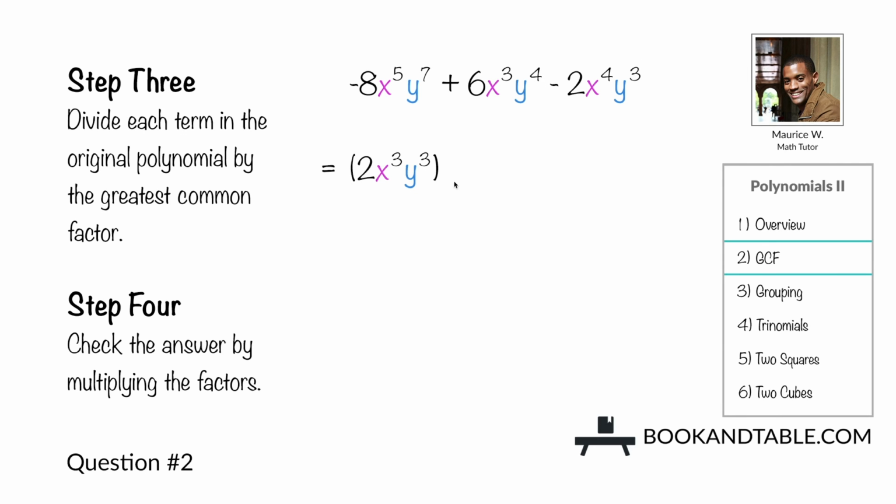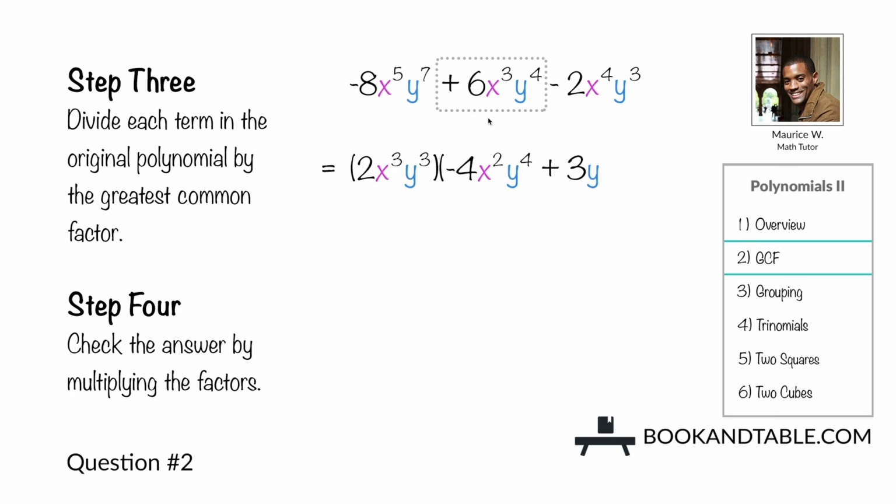And now to figure out the second factor, we want to divide each term in the original polynomial by the greatest common factor, 2x cubed y cubed. And when we do so, we get negative 8 divided by 2, which is negative 4. X to the 5th divided by x cubed is x squared. 5 minus 3 gives us 2. And y to the 7th divided by y to the 3rd gives us 7 minus 3, which is y to the 4th.